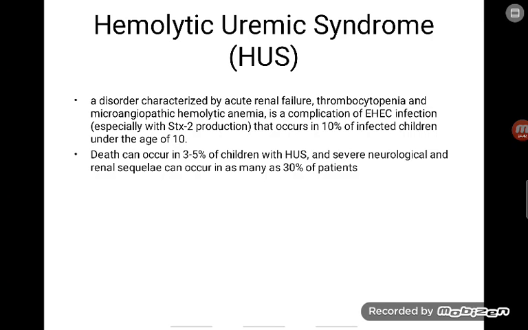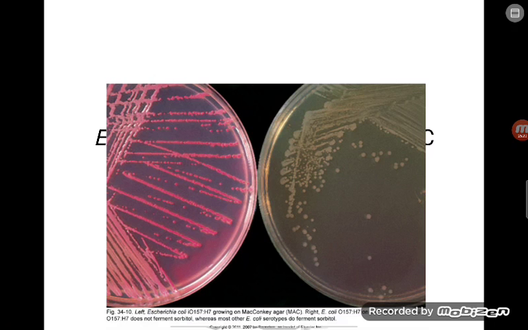There is a syndrome, which is hemolytic uremic syndrome. This is a disorder characterized by acute renal failure, thrombocytopenia, and microangiopathic hemolytic anemia. It is a complication of enterohemorrhagic E. coli infection. Usually, the strain produces Shiga toxin, and it occurs in about 10% of infected children under the age of 10. Death can occur in 3 to 5% of children with hemolytic uremic syndrome, and severe neurological and renal sequelae can occur in as many as 30% of the patients. This is E. coli.